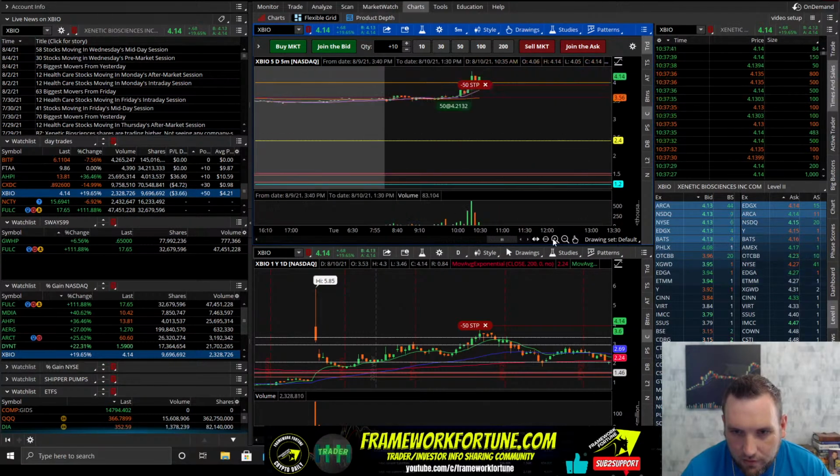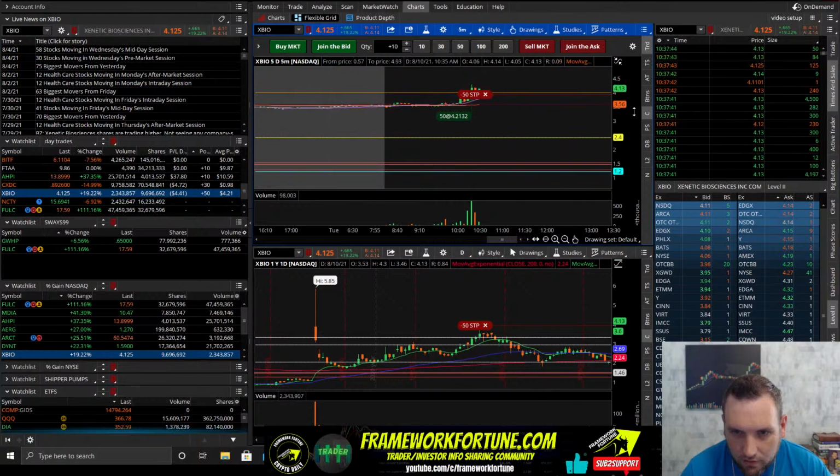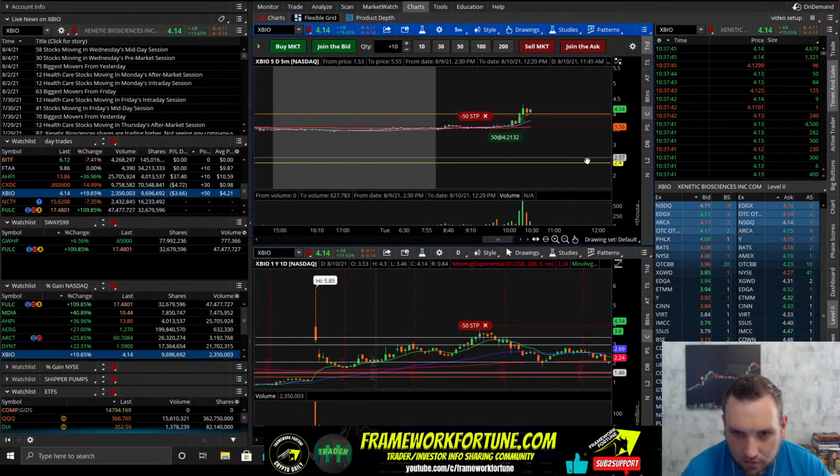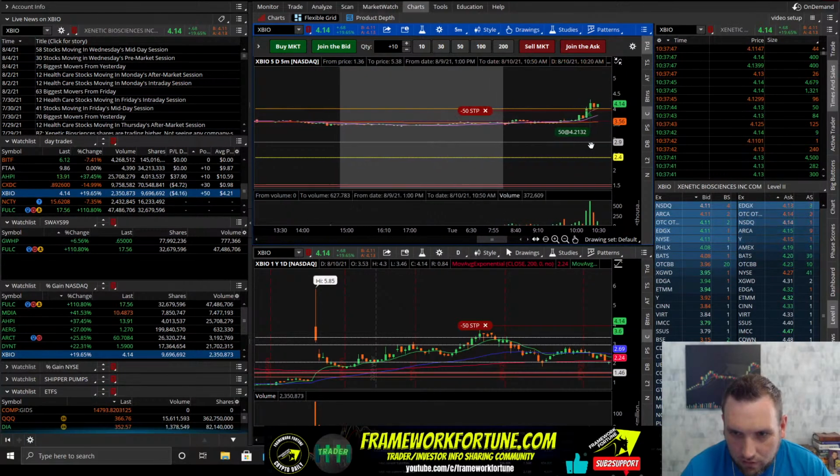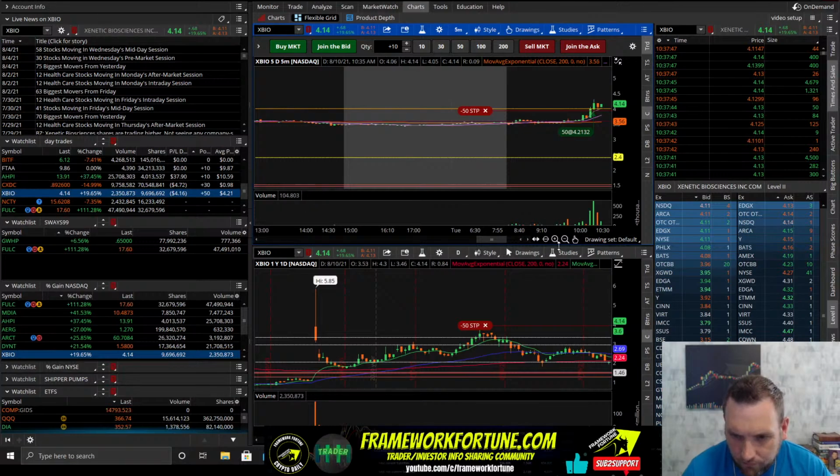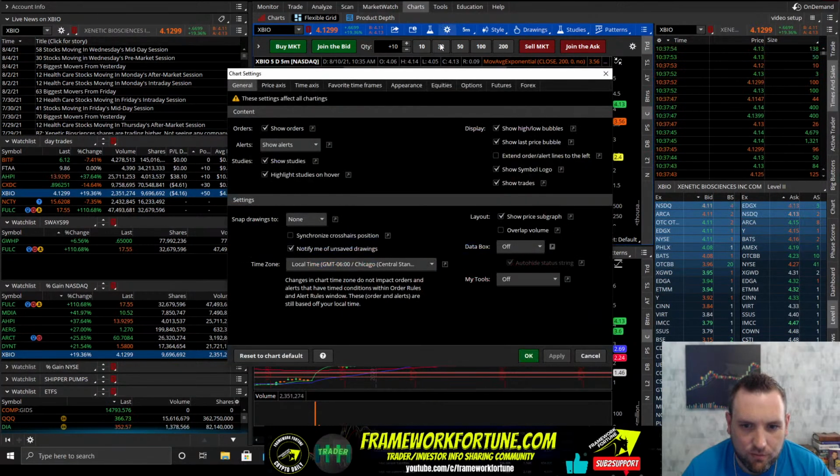Damn it. There is a setting that will keep your chart still to where it won't move all the way around when you switch around. Does anybody know right off the top of their head what that is?